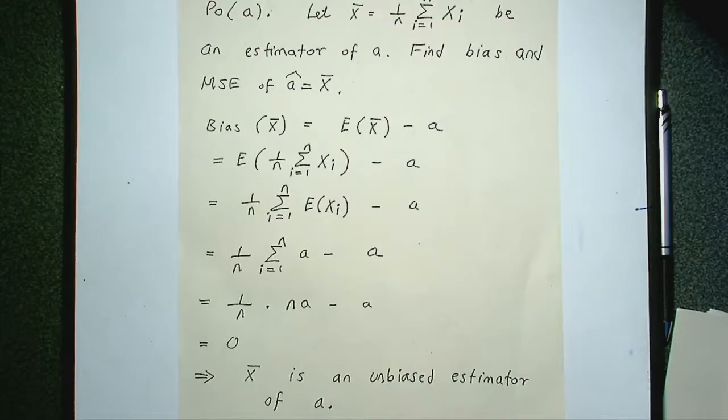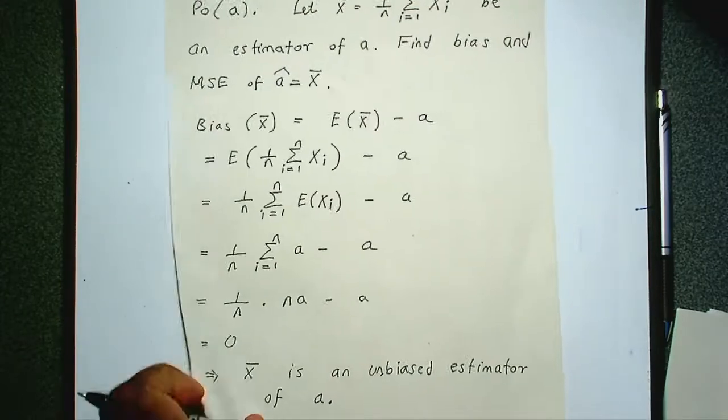So since the bias is equal to 0, the x bar is an unbiased estimator of A, right? You follow what I've done, guys?